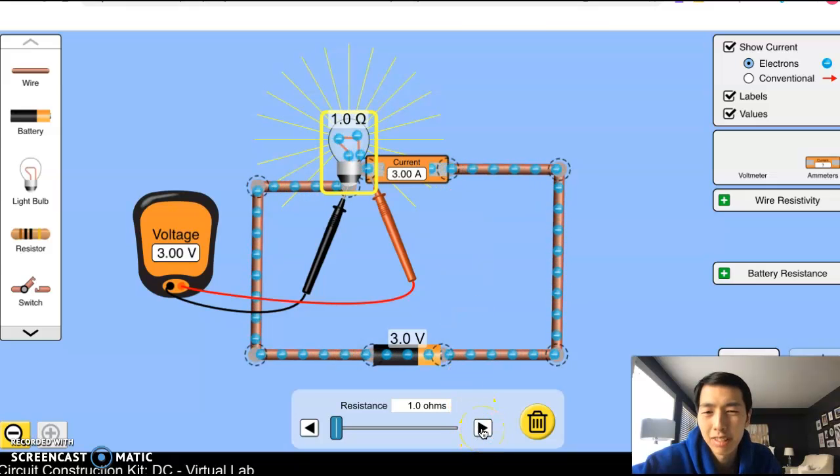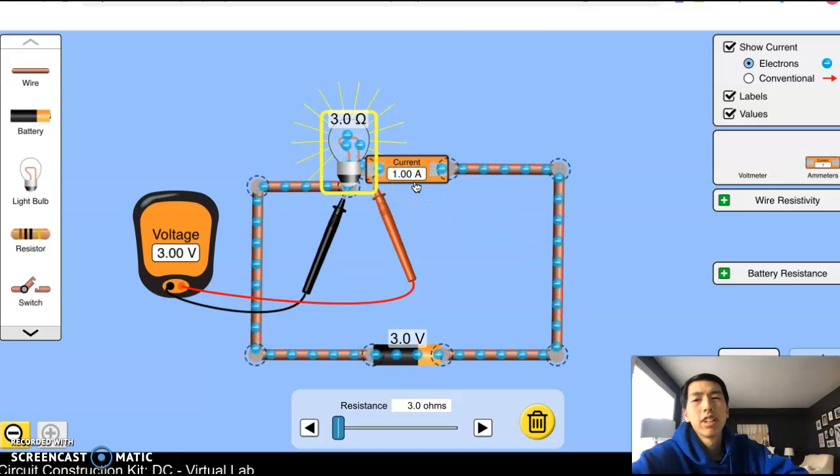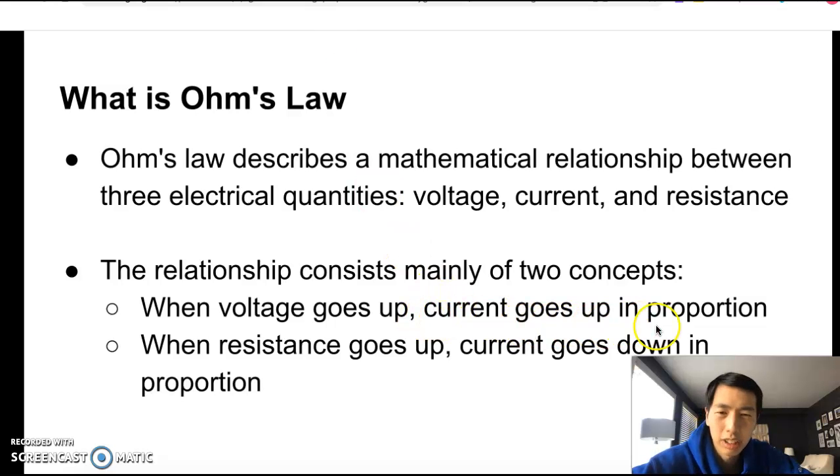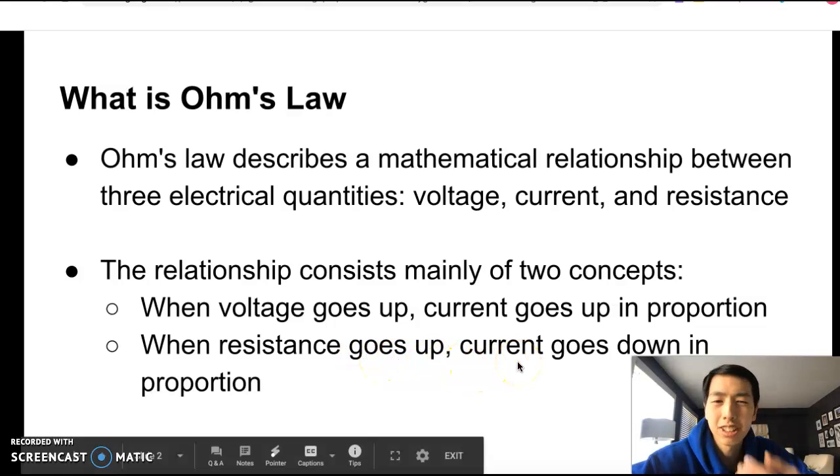I'll change this to 3 ohms. Okay, I tripled the resistance. That made them slow down to 1/3 of what the original speed was. And that's Ohm's law. That's basically what Ohm's law is saying. Increase the voltage, that will increase the current in proportion. Increase the resistance, that will make the current get slower in proportion.